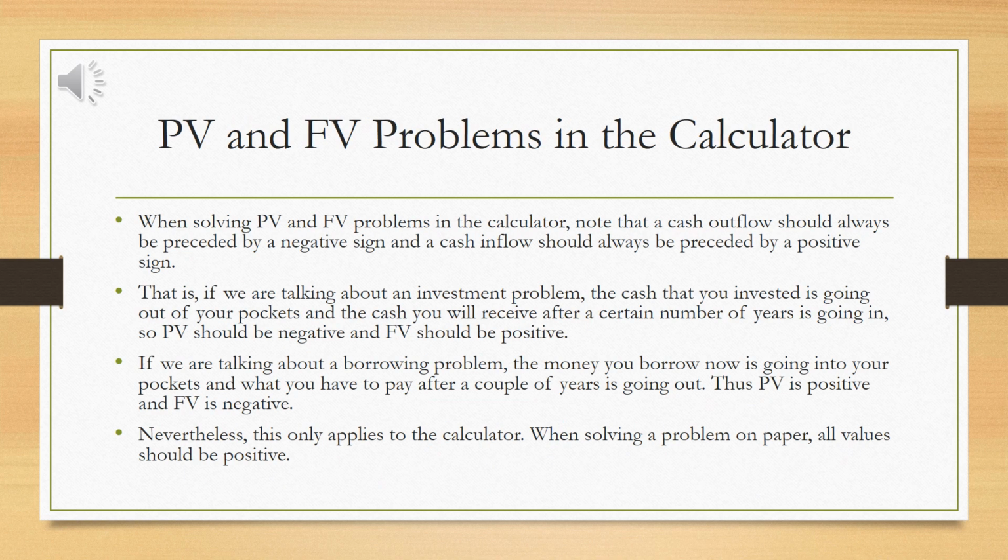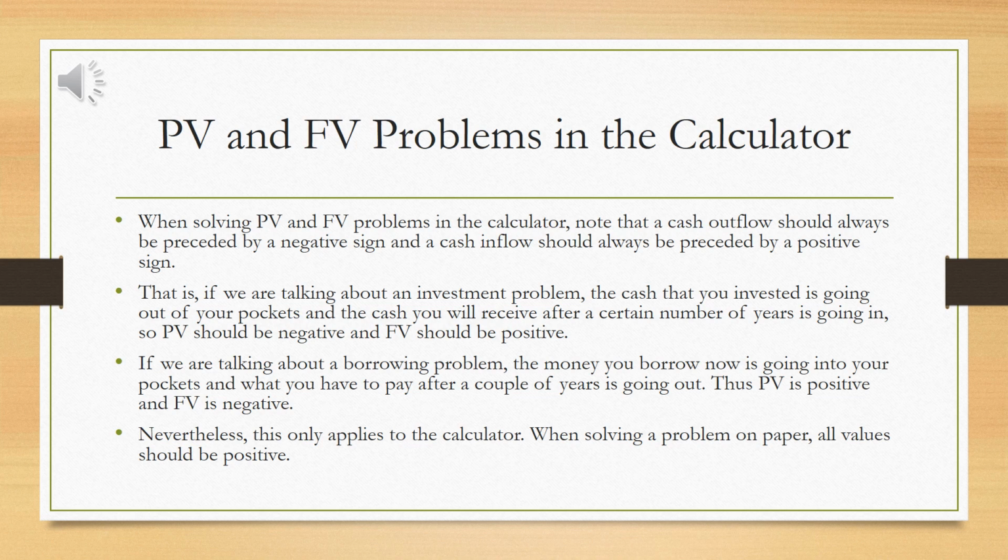When solving present value and future value problems in the calculator, note that a cash outflow should always be preceded by a negative sign, and a cash inflow should always be preceded by a positive sign. That is, if we're talking about an investment problem, the cash that you invested is going out of your pockets, and the cash you will receive after a certain number of years is going in. So present value should be negative and future value should be positive.